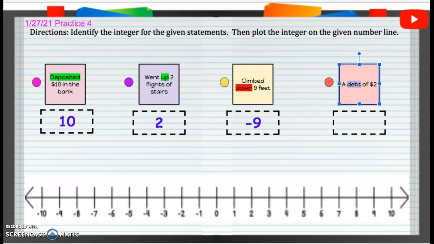All right, so the debt is going to be a decrease or down, a debt. If you owe somebody something, you're going to be -2. A debt of $2, minus $2.